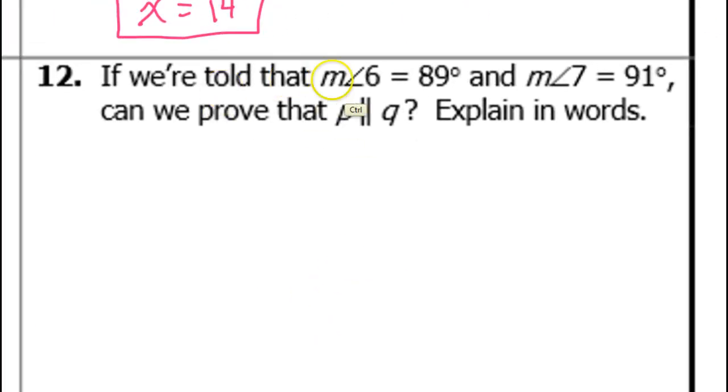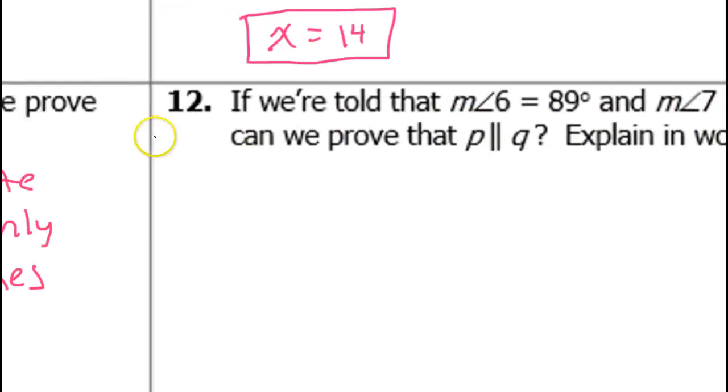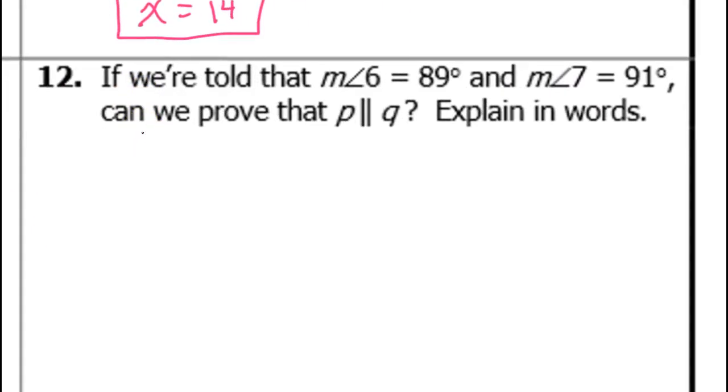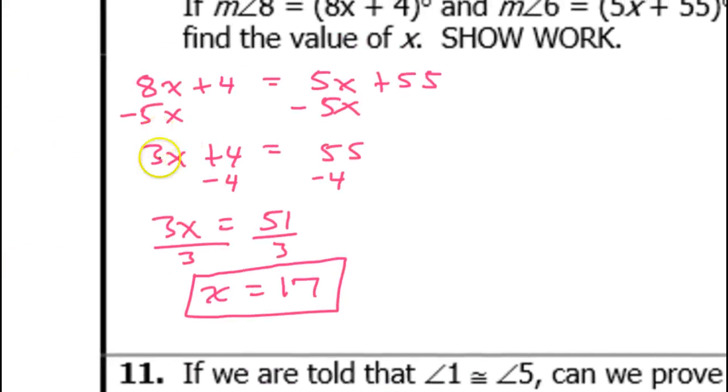All right, what if we're told that angle 6 is 89 degrees and angle 7 is 91 degrees? Can that prove that the lines are parallel? Okay, let's see. Angle 6 and angle 7. Let's see what they are.